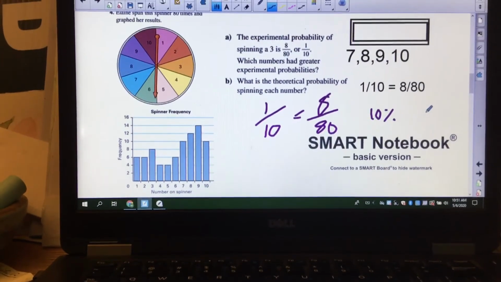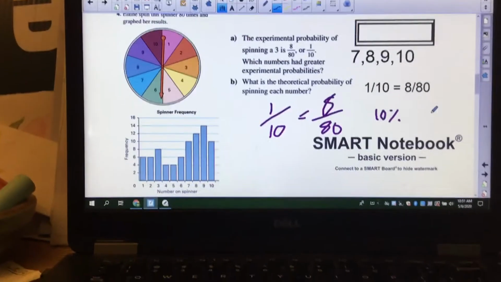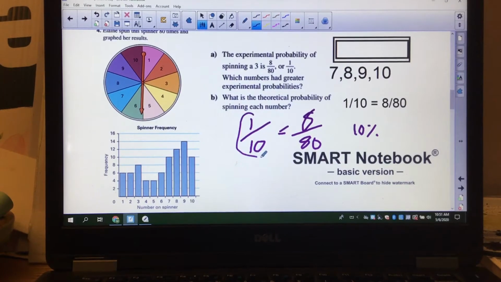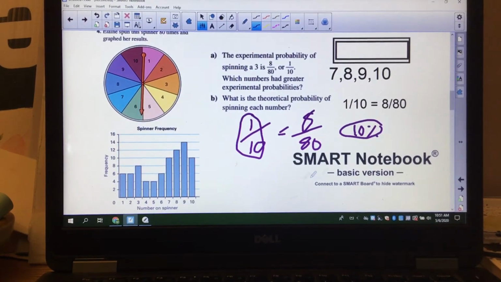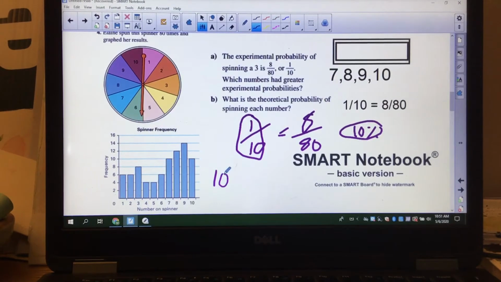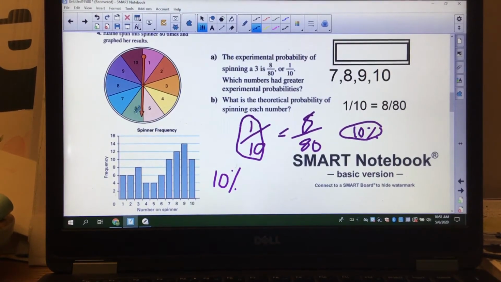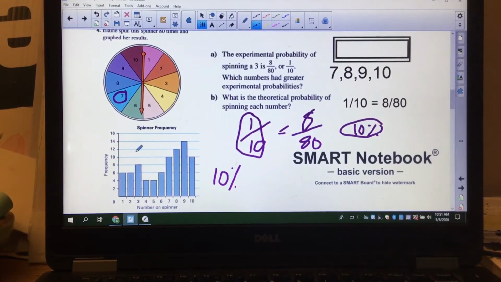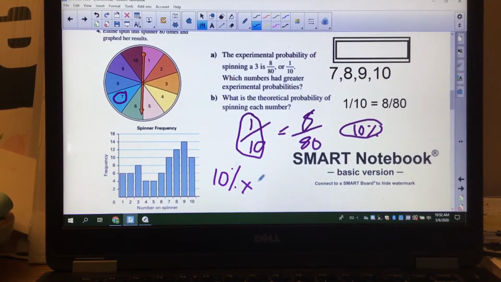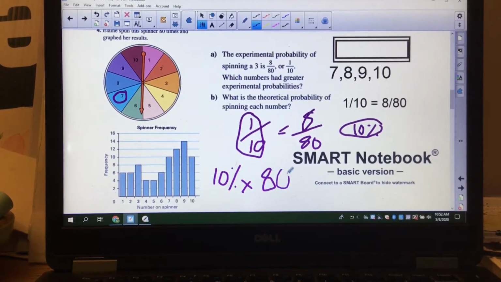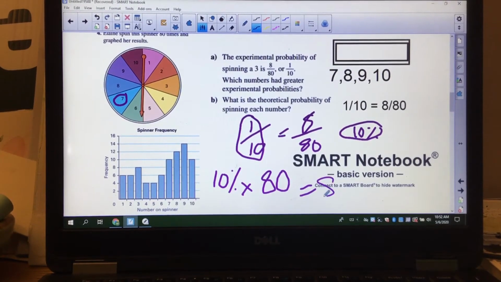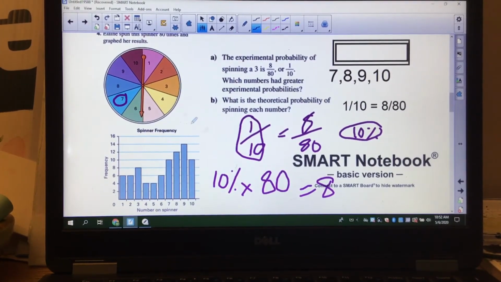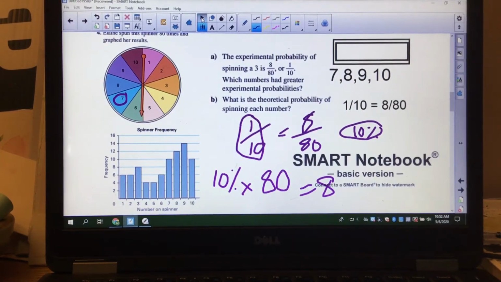How many of each number would you expect? The question doesn't ask that, but in this unit it could. You'd take your 1 out of 10 or your 10%, it's the same thing. How many 7s would we expect to get? Getting a number 7 is 1 out of 10. If I'm doing 80 spins, I take 10% of it. I expect to get 8. I know that wasn't the question, but that's where this kind of math is going.